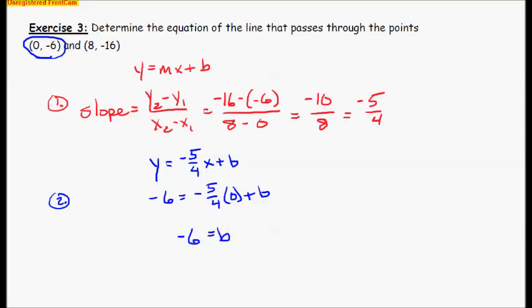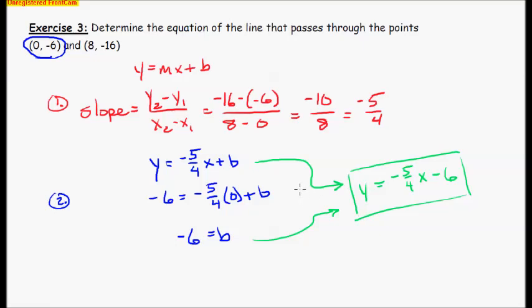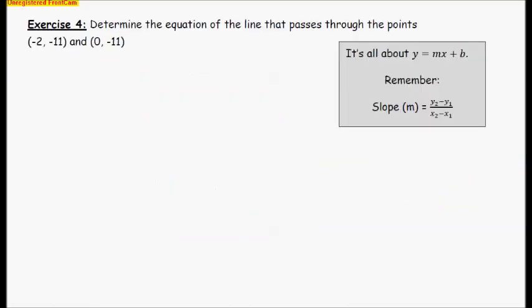That means my equation, I take what I had here and then plug in the b: y equals negative 5/4 x minus 6. There's my equation of that line. All right? So that's number 3. Let's try number 4 right away here. Let's get rid of this one and turn this one on.